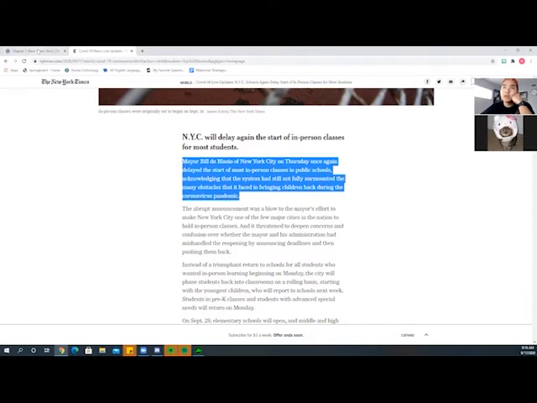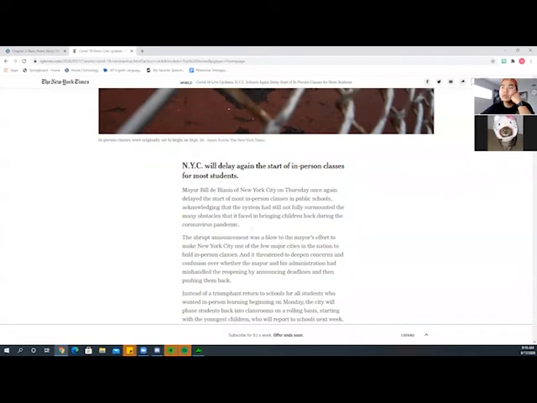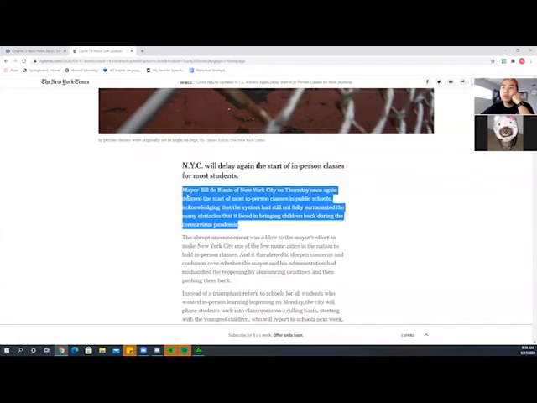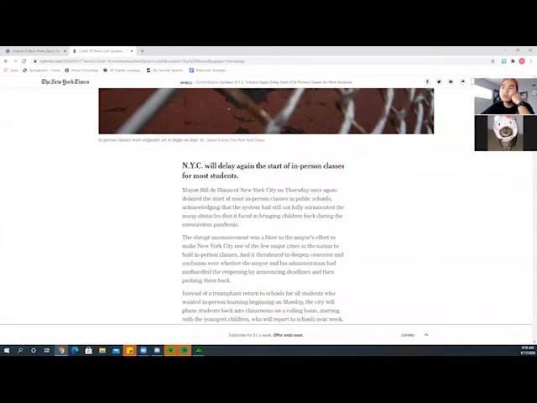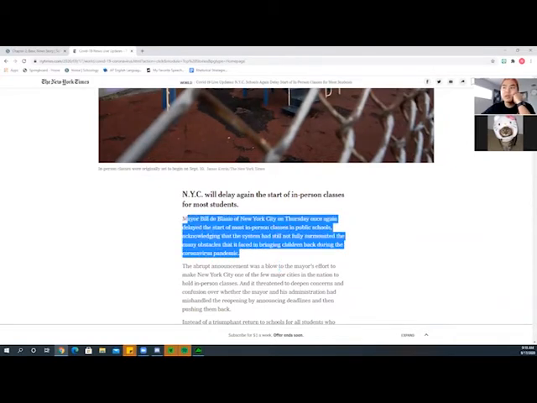If you look at it, our lead, the very first paragraph of the article, gives us everything we need to know. We have our who, which is Mayor de Blasio. We have our what, schools will not be open again. The where, New York City. The why, because of the coronavirus pandemic. So generally within the first 25 to 35 words, we get everything we need to know about the article.